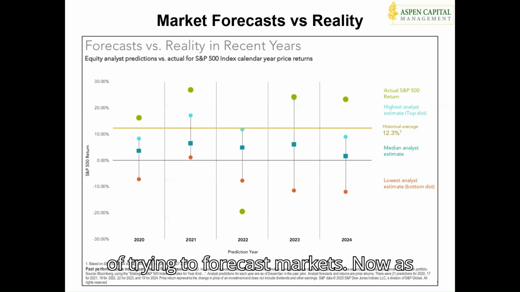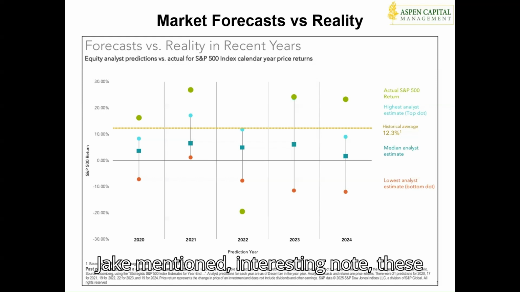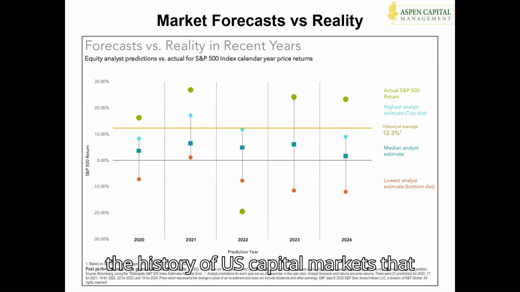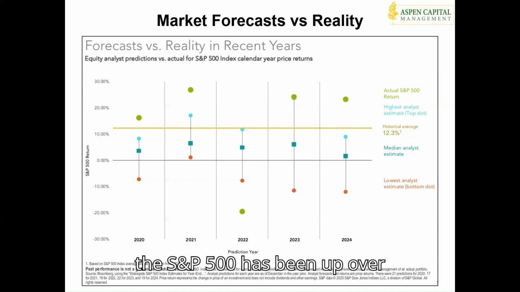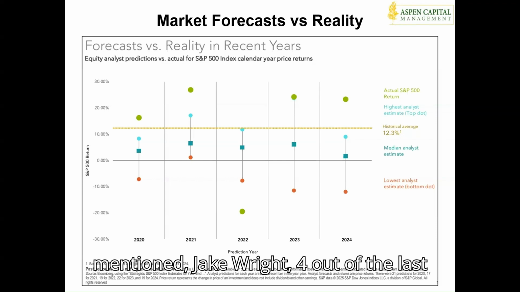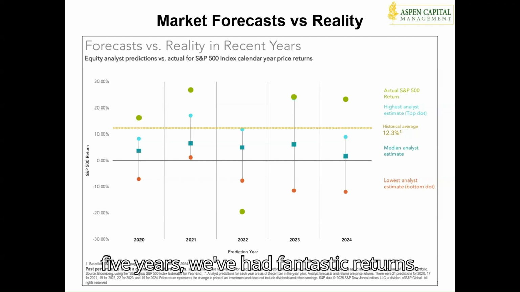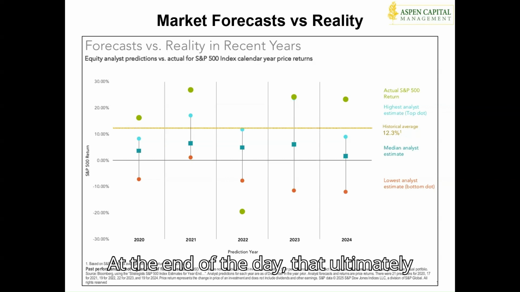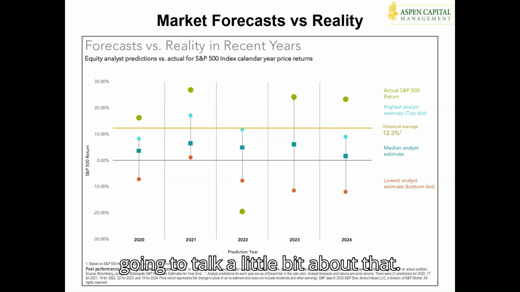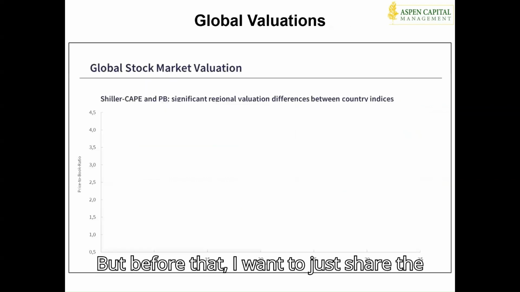Now, as Jake mentioned, interesting note, these last 2 years, 23 and 24, this is actually only the 5th time in the history of U.S. capital markets that the S&P 500 has been up over 20% in back-to-back years. And as you mentioned, Jake, right, 4 out of the last 5 years, we've had fantastic returns. At the end of the day, that ultimately takes its toll on valuations. And we're going to talk a little bit about that.